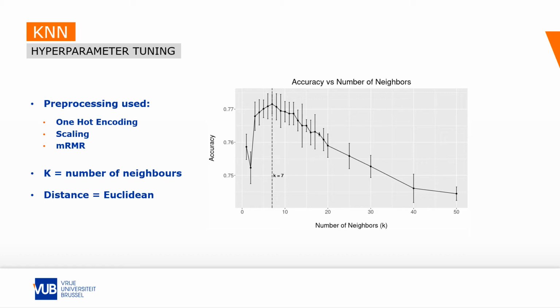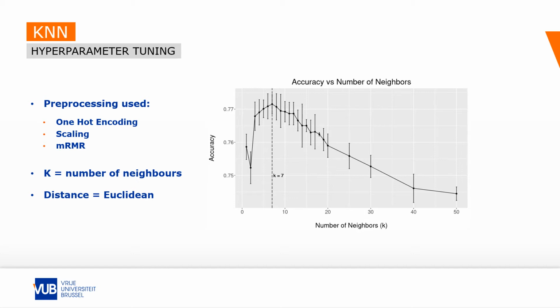To be able to calculate the Euclidean distance, we need to use the one-hot encoded version of the categorical variables. We will also need to have the data scaled, and to mitigate the curse of dimensionality, we filter the number of variables using MRMR. In the graph, we can see that for a small number of neighbors, we can add more neighbors to the model to have a better accuracy.